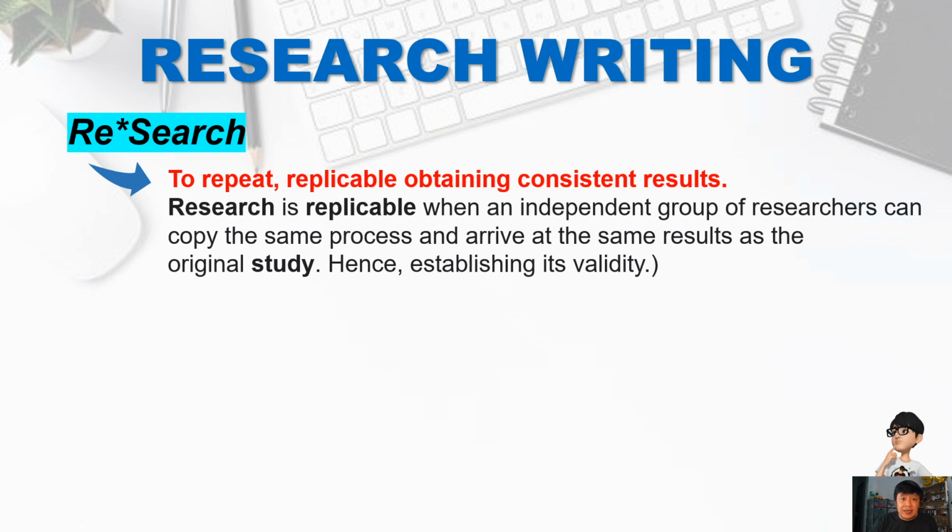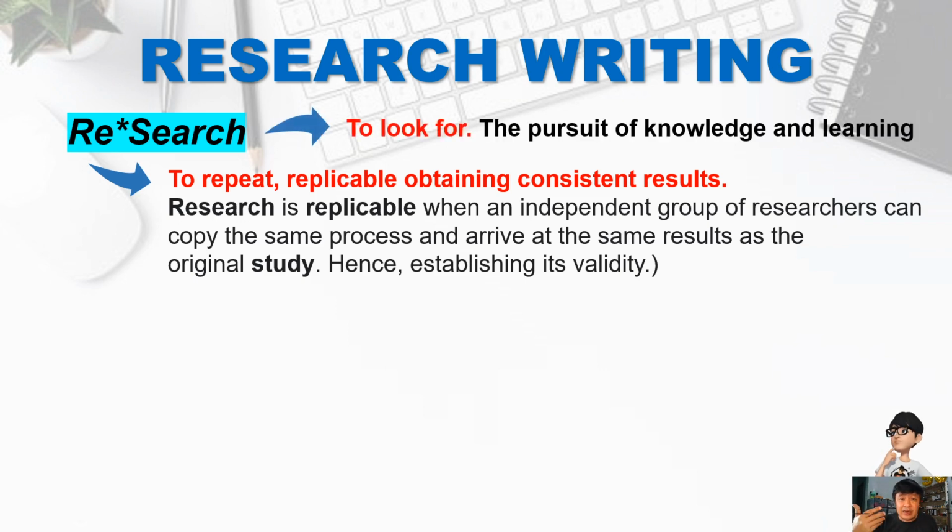So, moving on, again, as I said earlier, research is a conjugation of two words. Re is a prefix meaning repeat. Replicable in terms of when you double check and recompute the results that were presented in your research, the answer should be the same. Okay? When the method that you use and the theory that you use is replicated or used in another research, the answer or the output or the outcome should be the same. That is what we mean by replicable, not duplicable, or not to duplicate a research that has already been done. Okay? So, research is replicable when an independent group of researchers can copy the same process and arrive at the same results as the original study, hence establishing its validity. Okay, and then the word research refers to the action look for, the pursuit of knowledge and learning.